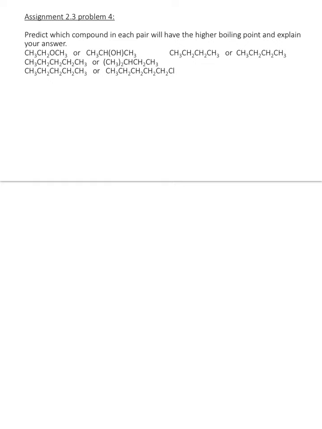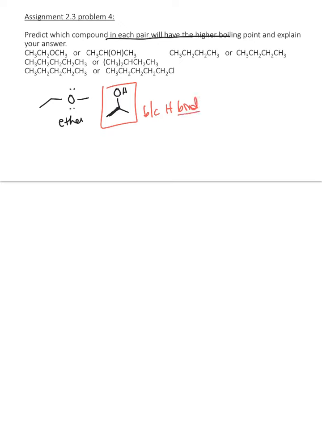Okay, problem 4. Predict which compound in each pair will have a higher boiling point and explain your answer. Okay, so the first one is an ether versus an alcohol. The alcohol is going to have a higher one, and that's because of hydrogen bonding with itself. We're talking about boiling points here.